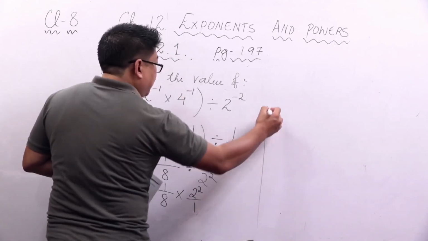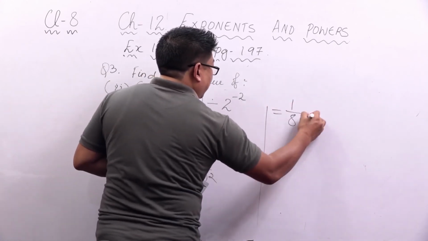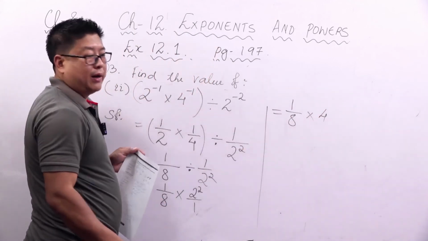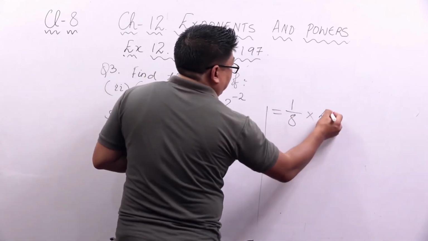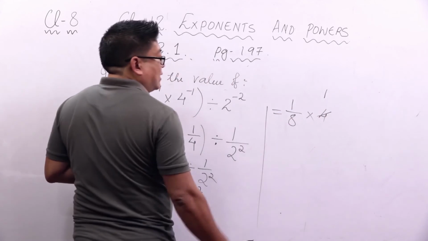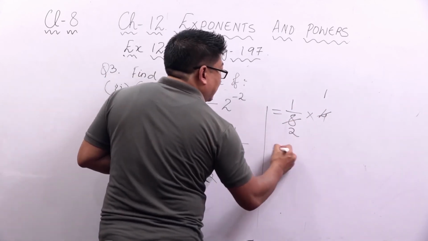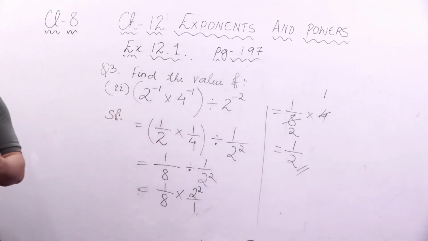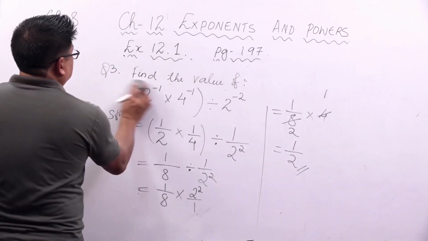Now, this will look like this. 1 by 8 into 2 into 2 is 4, by 1, no need to write, okay? Now, 4 into 1 is 4. I cancel them. 4 into 2 is 8. So, the remaining answer is 1 by 2. All right? So, this is question number 2.